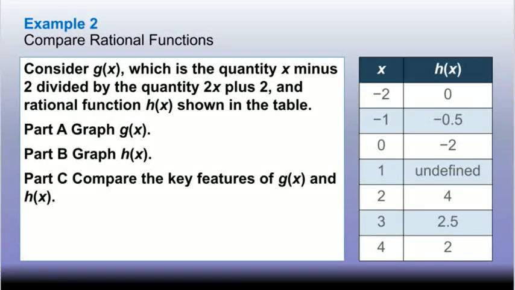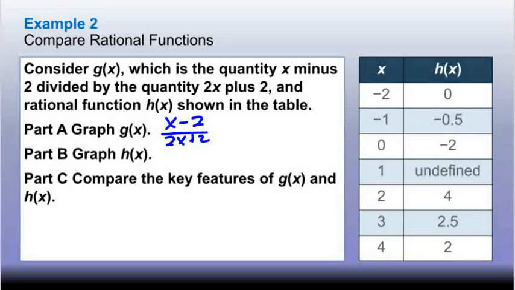Next part, comparing rational functions. Consider g of x, which is the quantity x minus 2 divided by the quantity 2x plus 2. If I write that down, this would be the quantity x minus 2 divided by the quantity of 2x plus 2. And the rational function h of x is shown in the table. We need to graph both of them and then compare the key features of g of x and h of x.